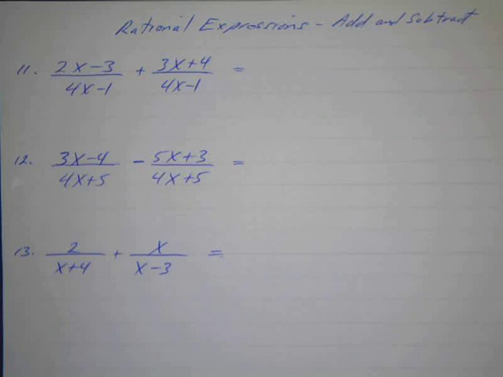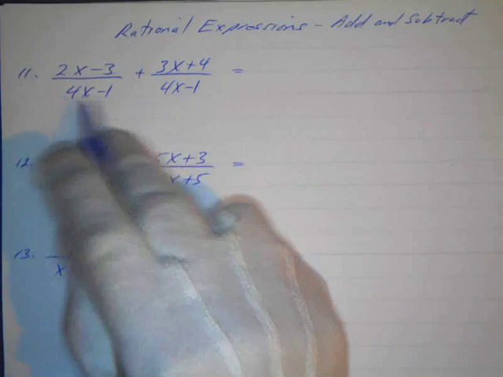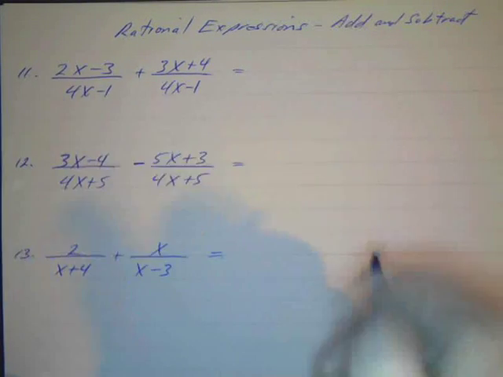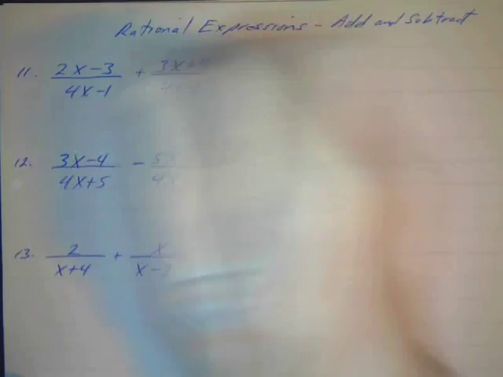Okay, now we're going to do some rational expressions and adding and subtracting them. And it's just like fractions. If we have a common denominator, all we do is add the numerators and put them all over the common denominator. And that's the case in these first two examples. Both the common denominator is 4x minus 1 in this case. So all we can do is just add the numerators.